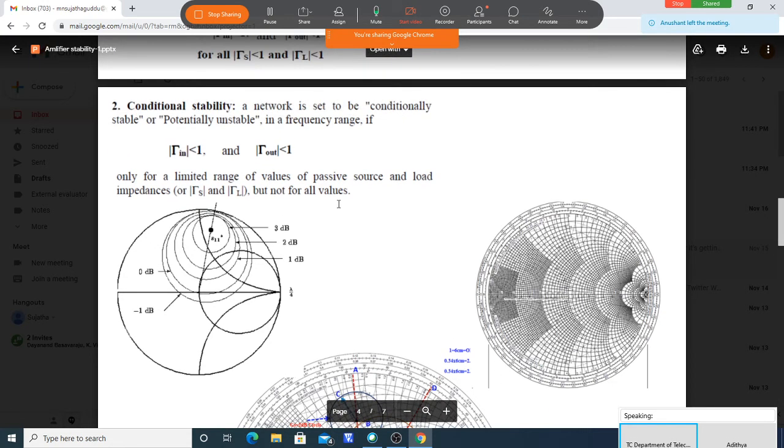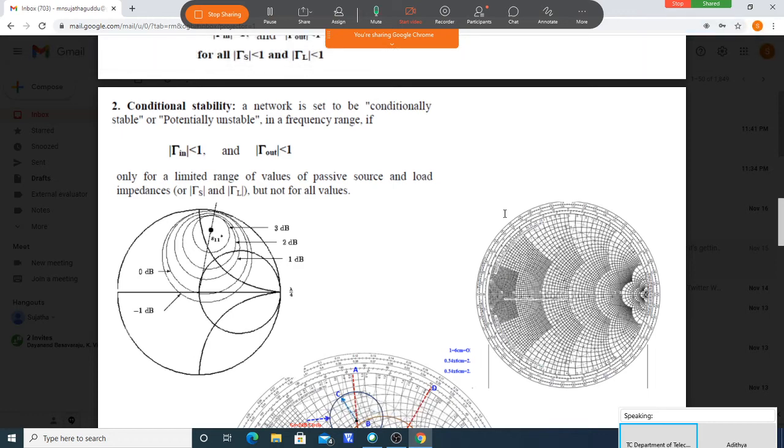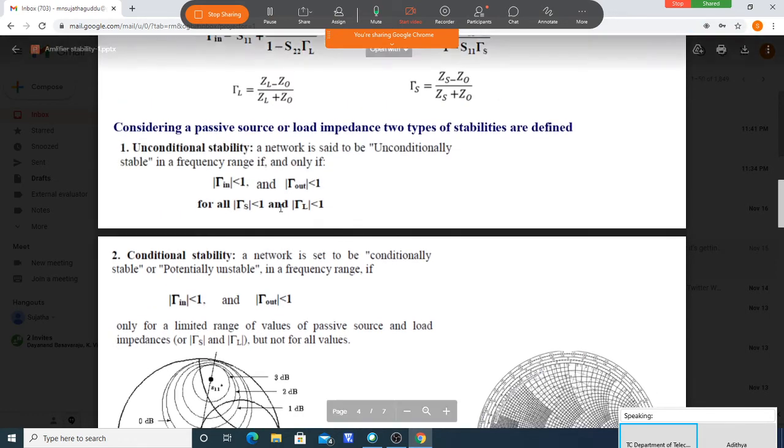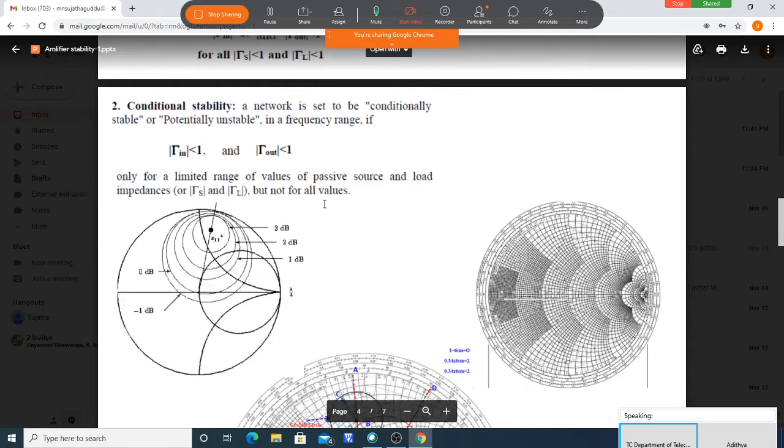So that is called conditional stability. There are two types. One is unconditional. Unconditional stability means for that amplifier you can choose any value over this Smith chart.